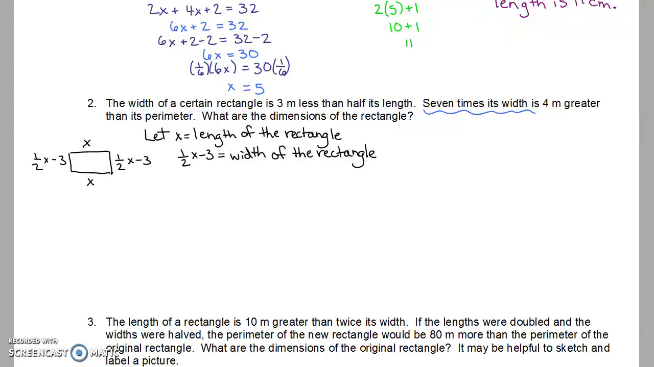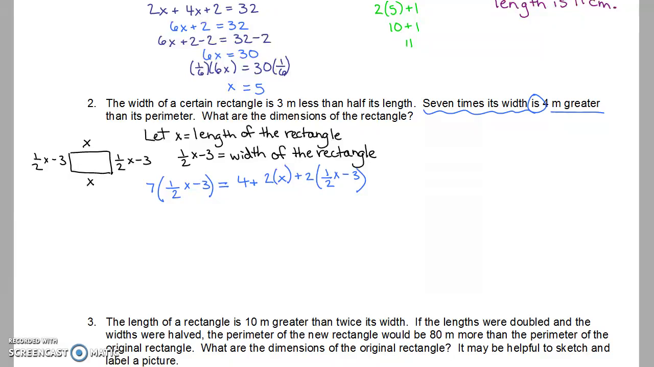7 times its width. So 7, and then we're going to open up a set of parentheses, and our width we have as half x minus 3. The word is means that we're going to have an equal sign. 4 meters greater means 4 plus, and then it's perimeter. The perimeter of the rectangle is twice your length plus twice your width.